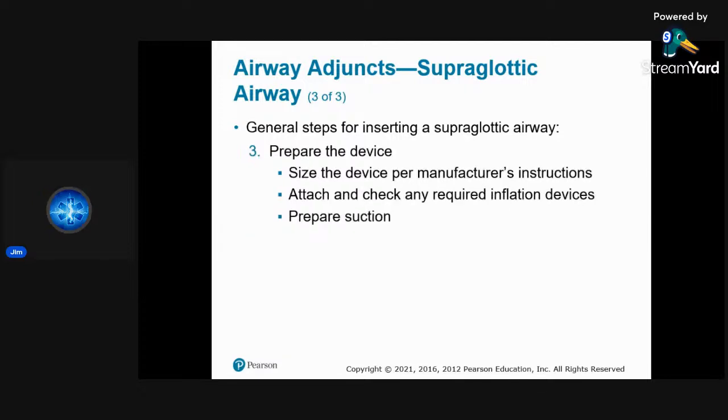We're going to prepare the device. Size the device per the manufacturer. Most of them are weight-based. I will tell you that.